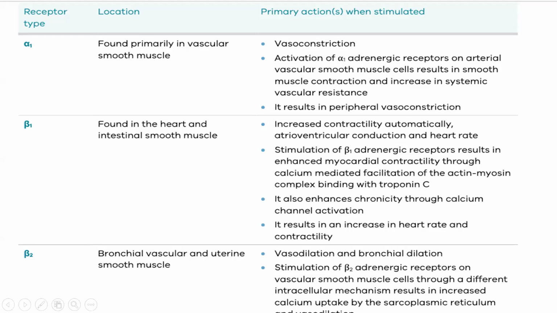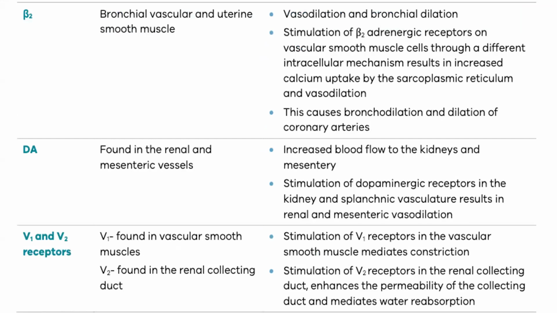Okay. So then we have our dopamine receptors. Dopamine receptors are found mostly in the GI tract and mesenteric vessels, as well as the renal vasculature. And stimulation also increases blood flow to the kidneys, as well as improves natriuresis and urine output.